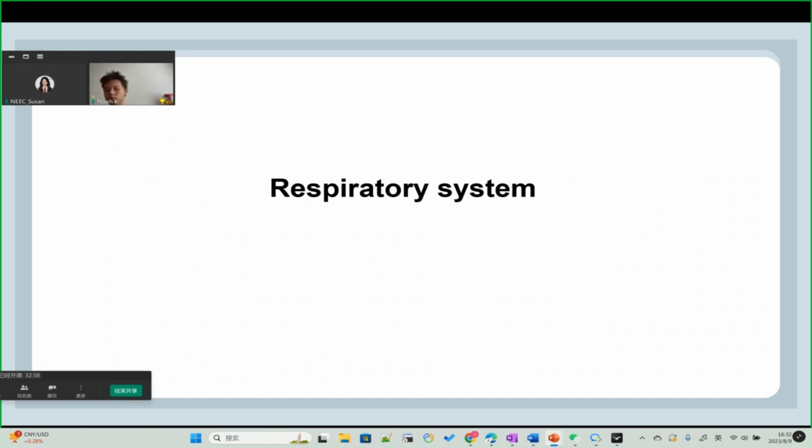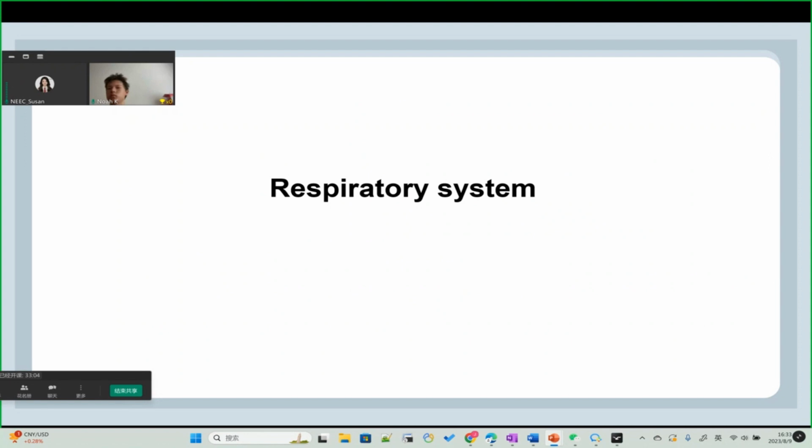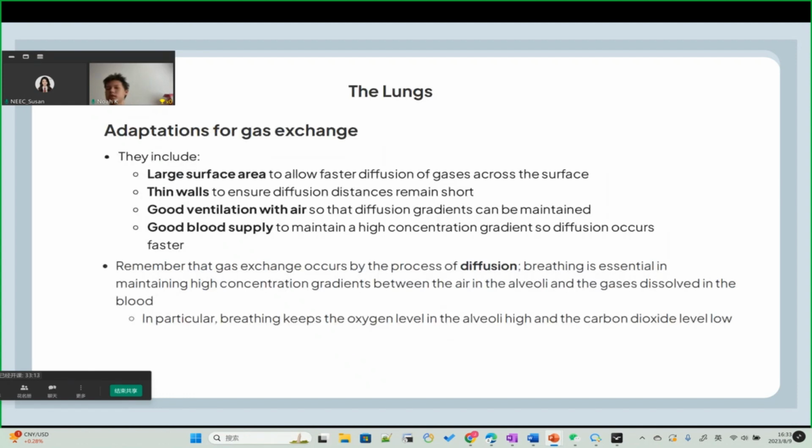Respiratory system. So it's mainly about gas exchange. By the way, have you learned about this already? So what kind of knowledge have you already learned? It's my most recent. No, it wasn't. That was blood capillaries.